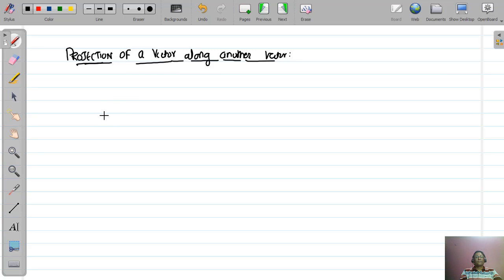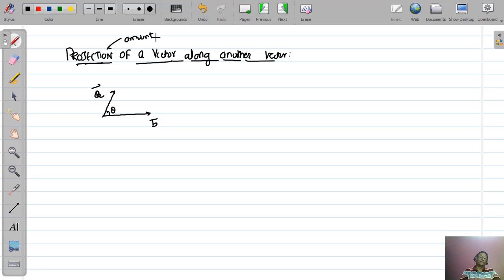Suppose we are given vector B and vector A with angle theta between them. And we have to find the projection of vector A along the B. Then what is the projection? Actually, projection is the amount of vector A along the vector B.